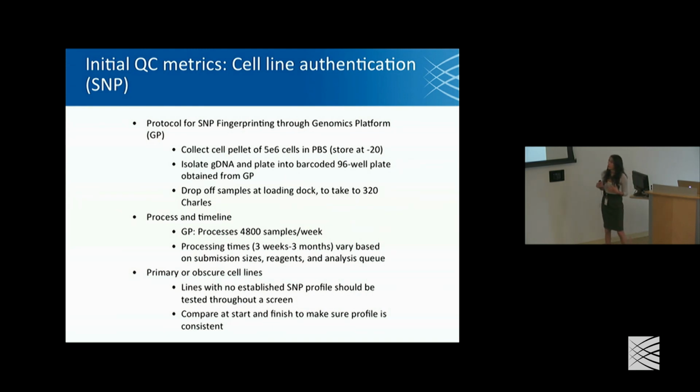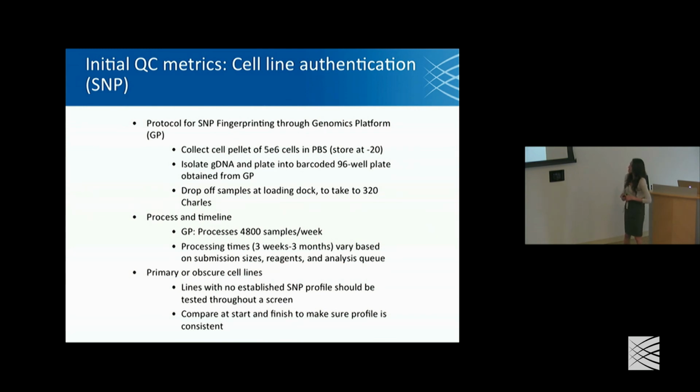I'm going to go over SNP fingerprinting. It's actually conducted over here by the genomics platform. Their protocol requires that you collect a cell pellet of about 5 million cells in PBS that you can store at -20. You would then isolate the gDNA from your pellet and plate into a barcoded 96-well plate that you can obtain from GP.